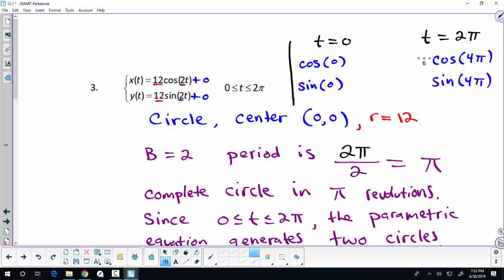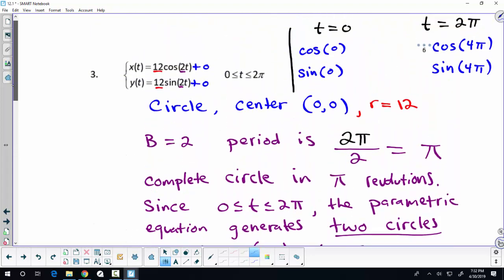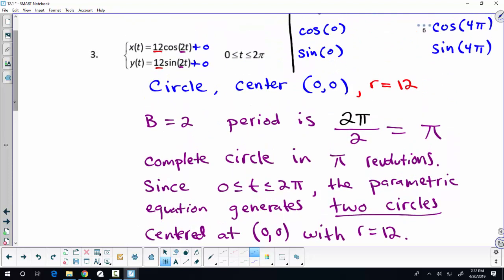But it is just like a straight determine the period problem and then look at where t ranges from. Because if t just ranged from 0 to pi, that's fine. You would only get 1 circle. But since it goes from 0 to 2 pi, we get 2 circles. If it goes to 4 pi, you get 4 circles, and so forth. Well, I mean that's pretty much it. We can describe it that way.